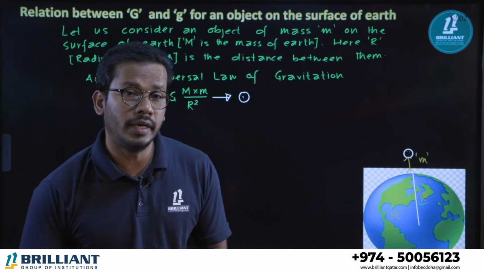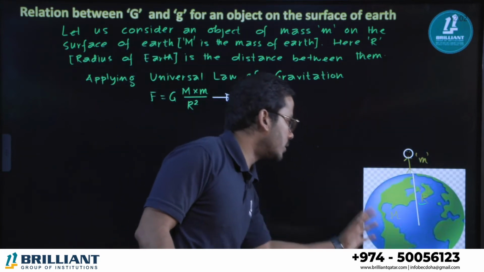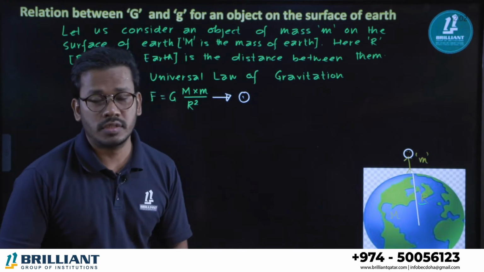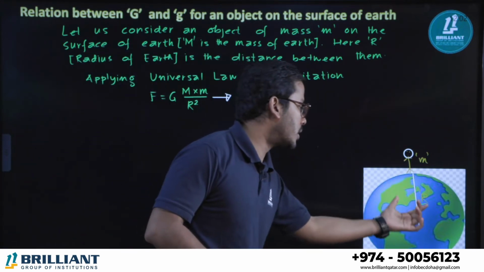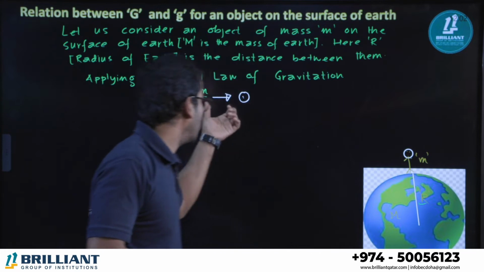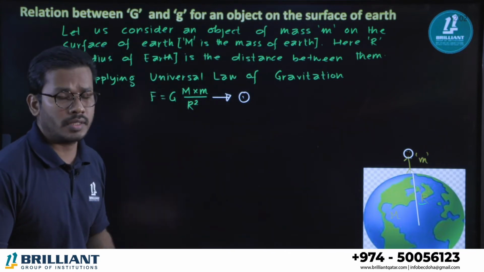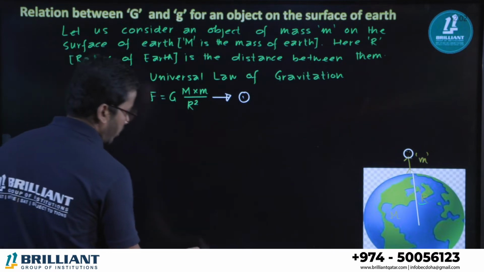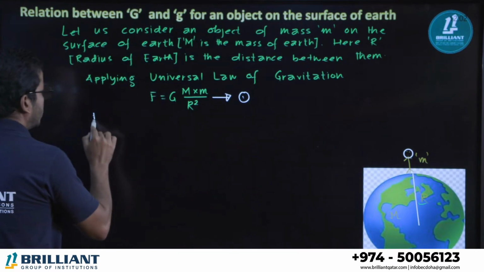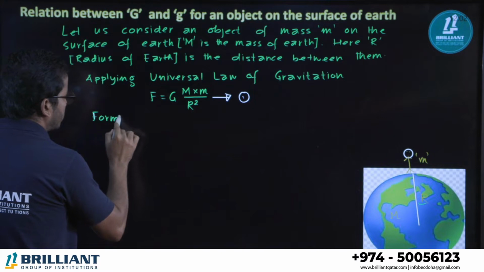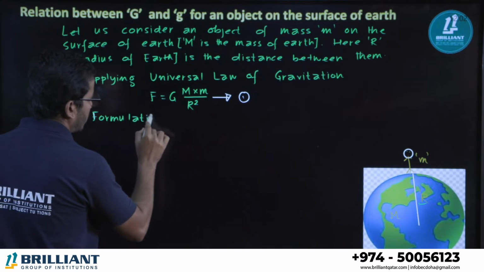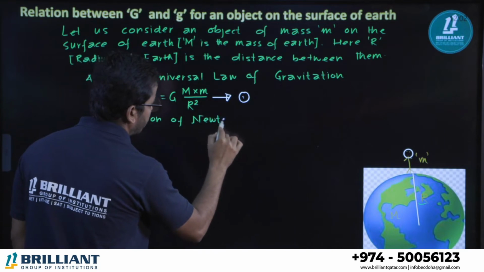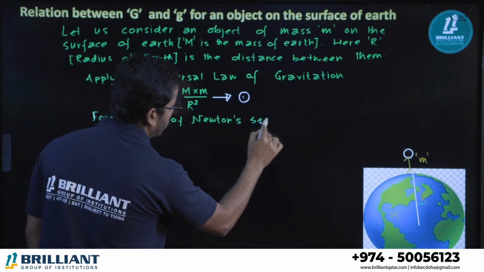Once again, what I did in the entire situation: I applied the universal law of gravitation and I got F is equal to G, product of Ahmed's mass and Earth's mass over the distance between them squared. There you go. That's the relation. Next case, I'm gonna apply the formulation of Newton's second law, everybody.